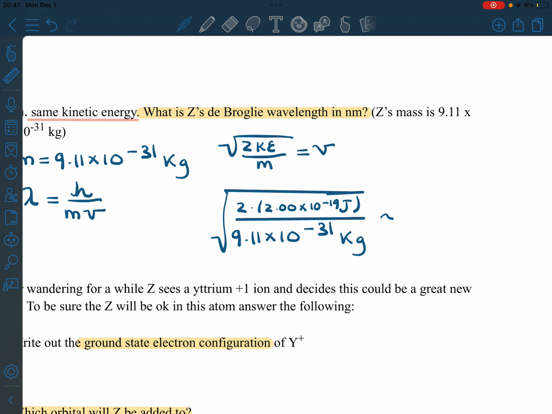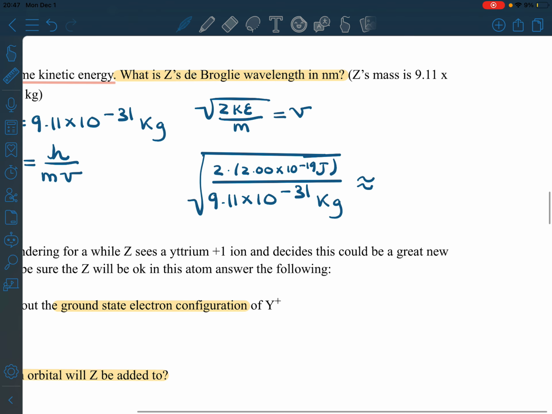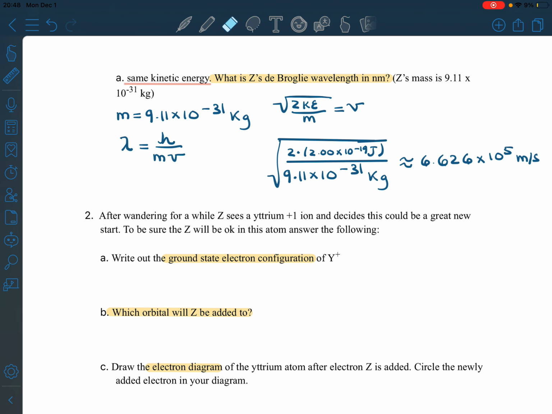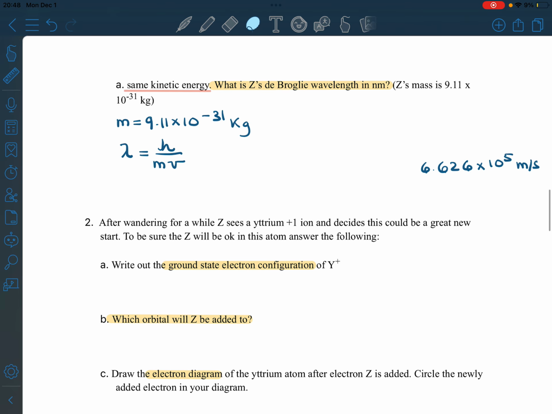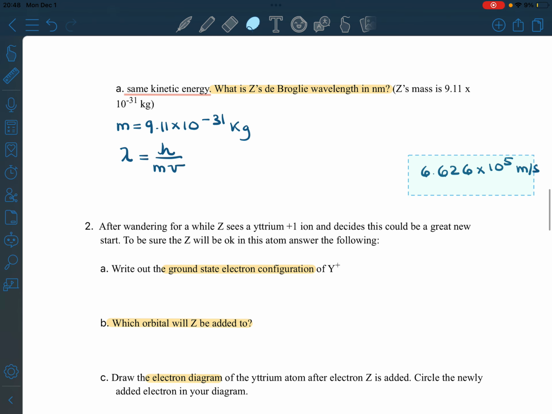And that gave me around 6.626 times 10 to the 5th, and then of course we have our meters per second. You can figure out that unit, or you can just remember that it's meters per second. Okay, so I'm going to go ahead and erase this just for the sake of space, and I'm going to put our velocity over here. So now we have all the parts that we need to complete this problem.